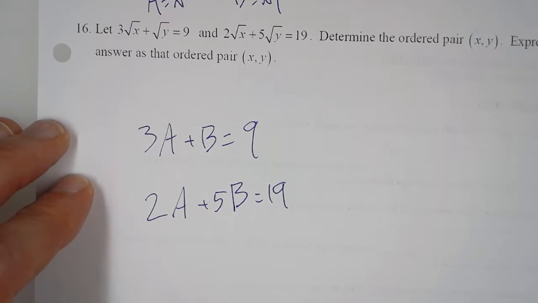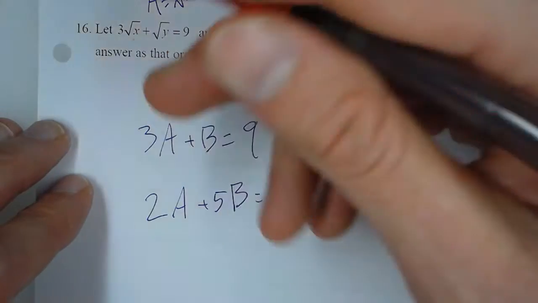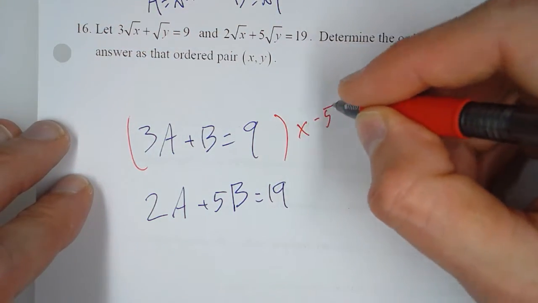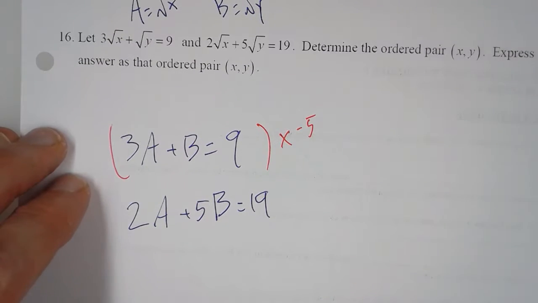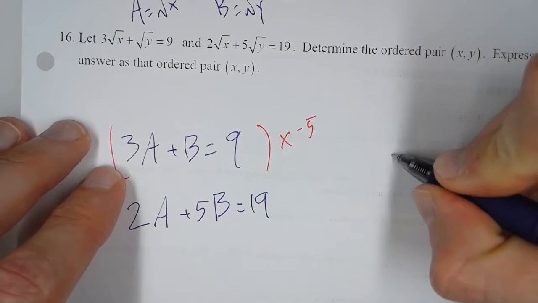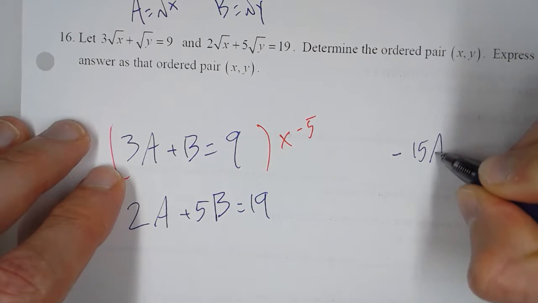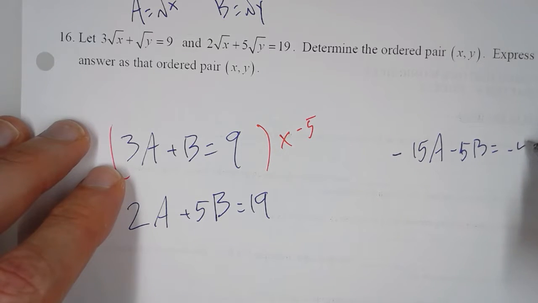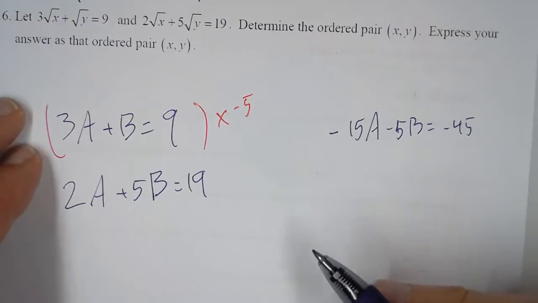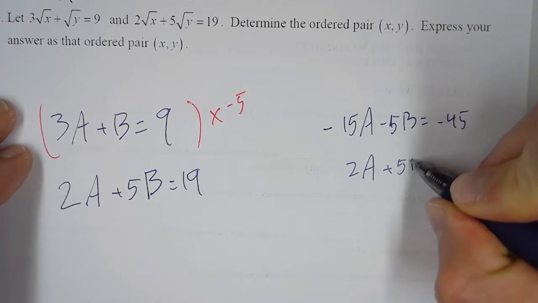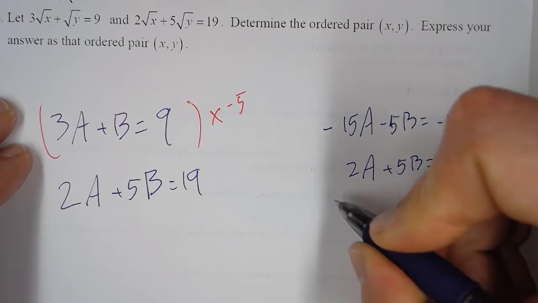I'm going to use elimination. I'm going to multiply this top equation times -5, and I'm going to eliminate the b's. So when we do that, this becomes -15a minus 5b equals -45. Now the bottom equation we're going to leave unchanged. 2a plus 5b equals 19.